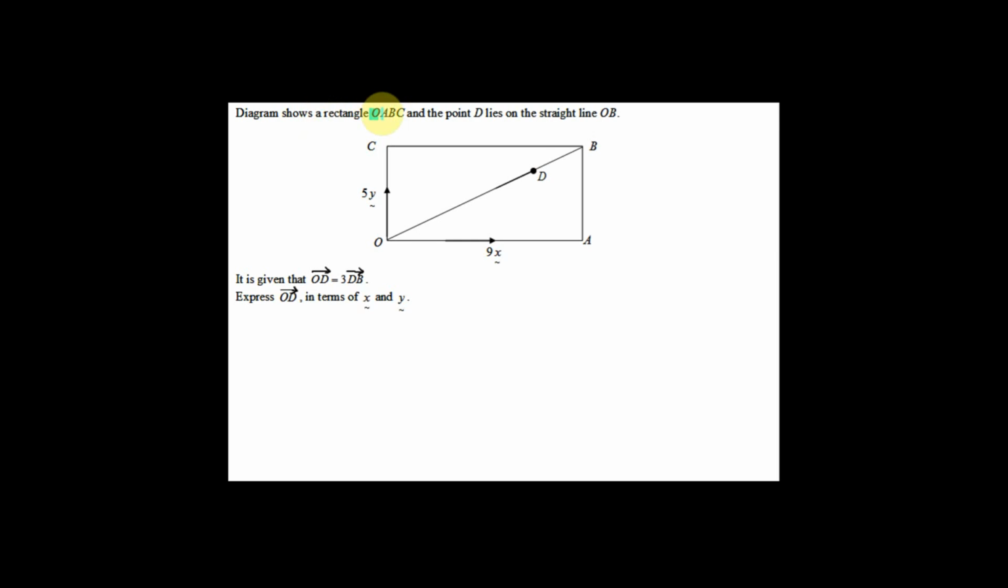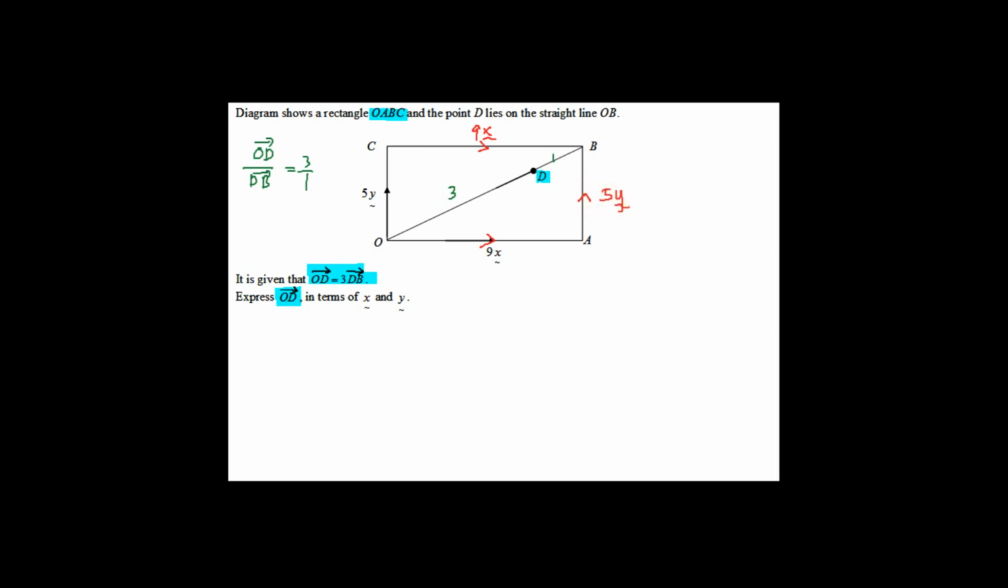The diagram shows a rectangle OABC and the point D lies on straight line OB. This is point D here, given that OD equals 3 DB. So from here, you should know that OD divided by DB equals 3 to 1. So the ratio for OD will be 3, for DB equals 1. Express OD in terms of x and y. Now you need to express OD. So first you can see here, given that OA equals 9x, therefore your CB equals 9x as well. So OC equals 5y, therefore AB also equals 5y.